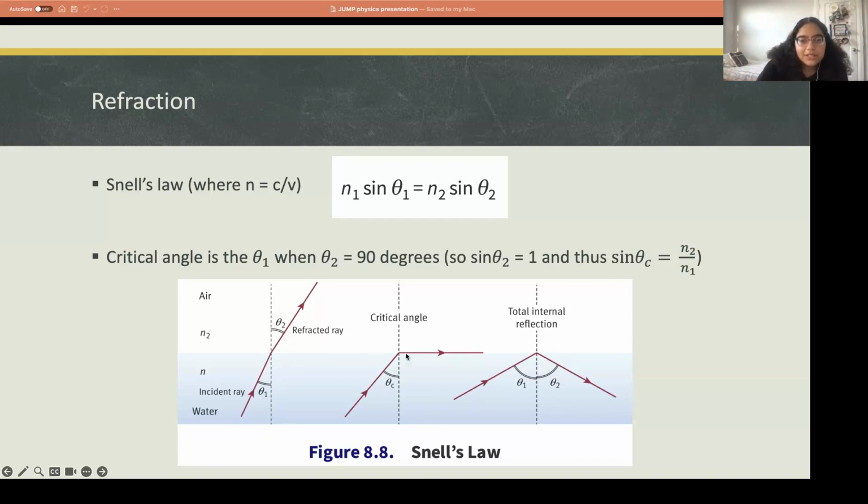And to solve for the critical angle, you know your theta 2 is going to be 90 degrees. So sine of 90 is 1. So basically to find the critical angle, you just know that the sine of that angle is n2 divided by n1. So into Snell's law, you know your theta 2 is 90, so that whole sine term is 1. And so you can just divide out the indices to solve for your critical angle.